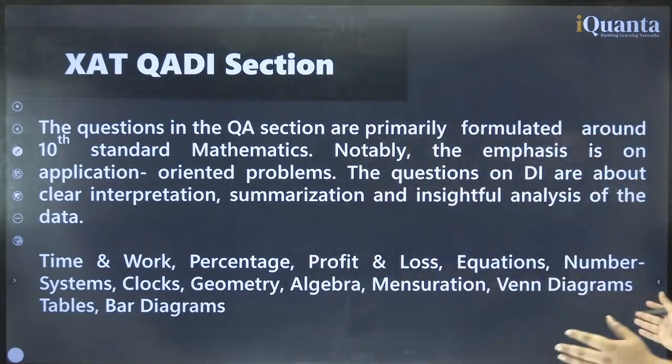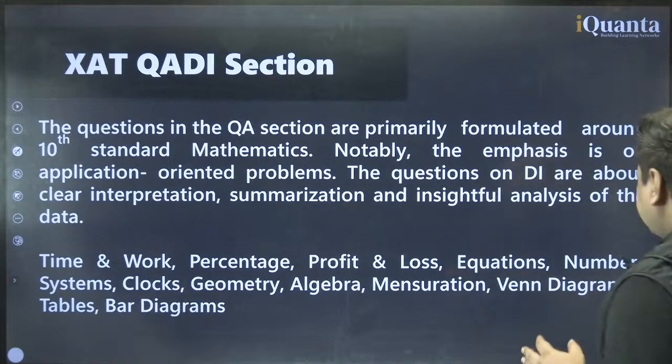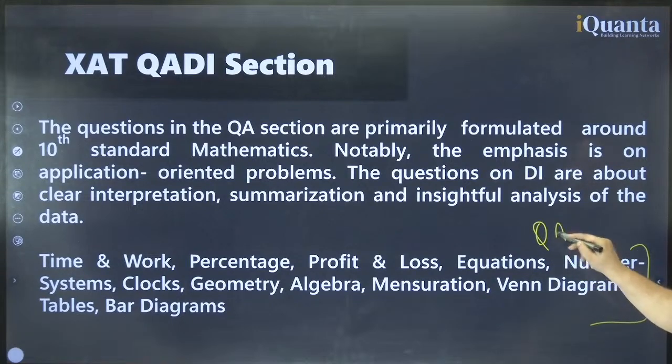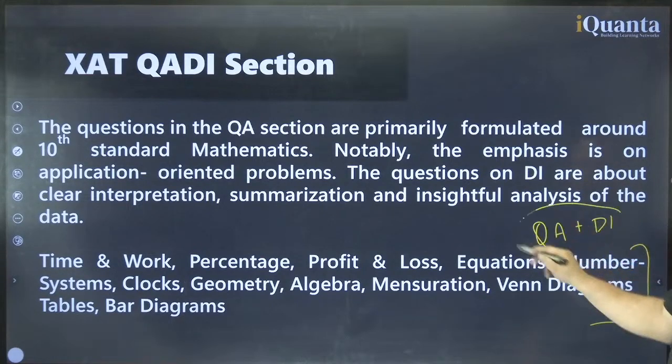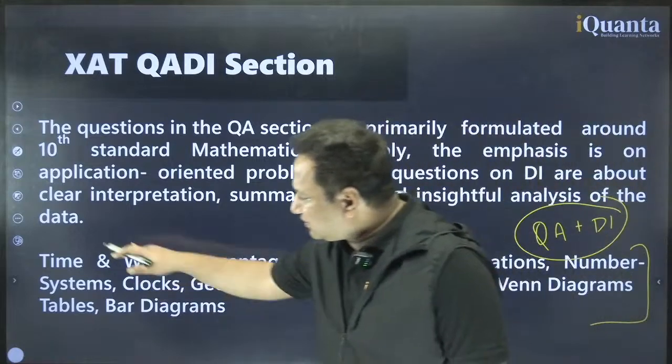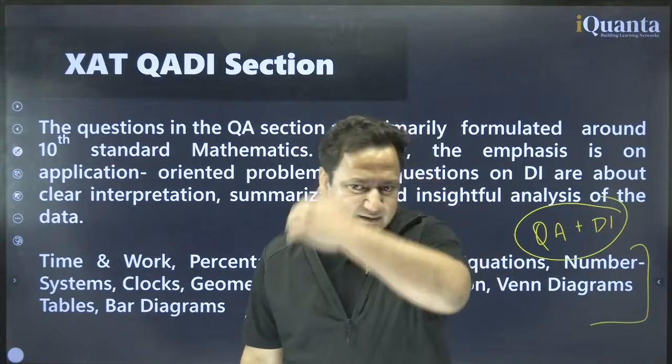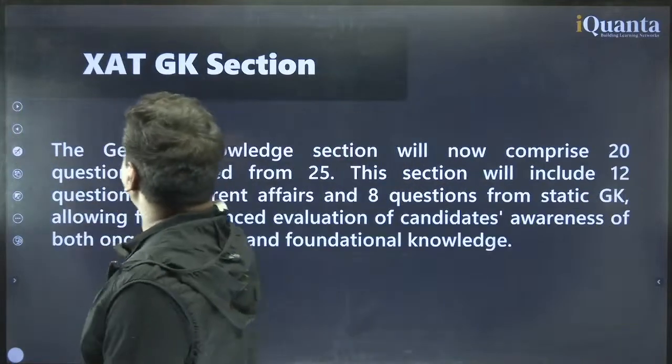In mathematics, notably, the emphasis is on application-oriented problems. The questions on DI are about clear interpretation, summarization, and insightful analysis of the data. Time and work, percentage, profit loss, equations, number systems, clocks, geometry, algebra, mensuration, Venn diagrams, tables, bar diagrams, all of it. So basically, because it's QA as well as DI, it's not just QA, not just DI. So you can see the topics which are a combination or blend of both. All right, let's go ahead.